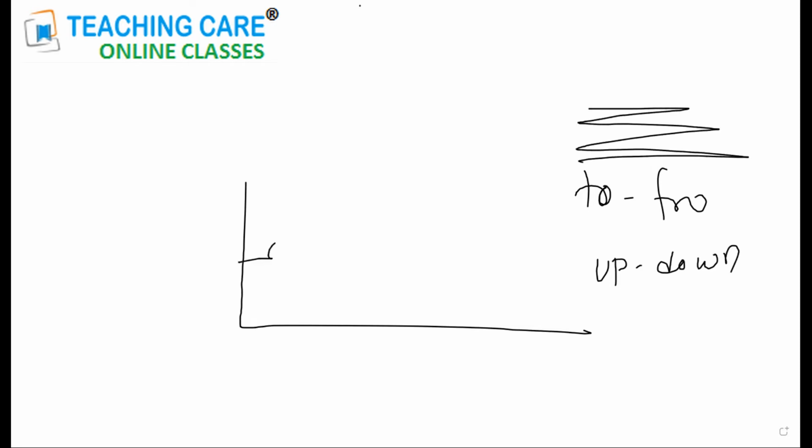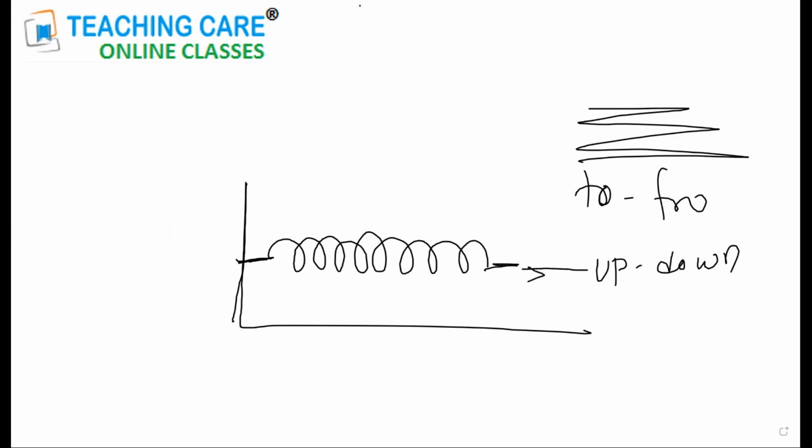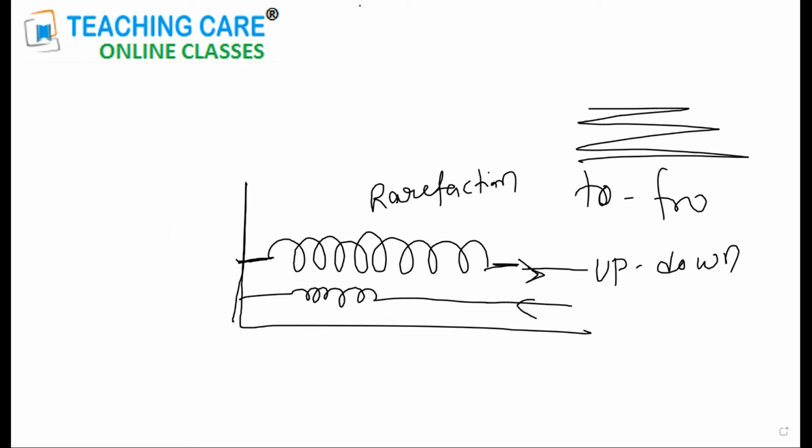We can see this from the example of a spring. You just fix one end of the spring to a table or bench, and the other end is free. Now when you pull it, when you stretch it on this side, you can see rarefactions, shown by the R in your figure. And when you push it back, the coils come closer to each other, which is compression. So this is the longitudinal motion.